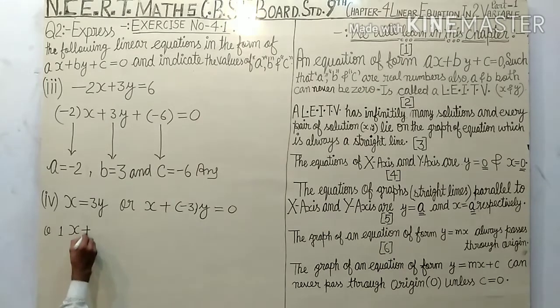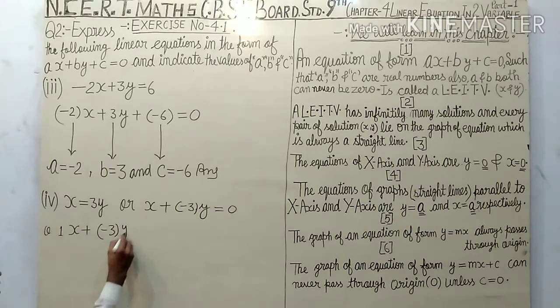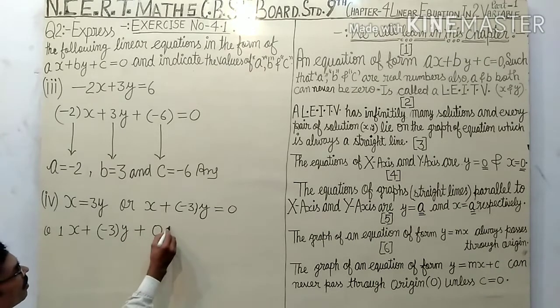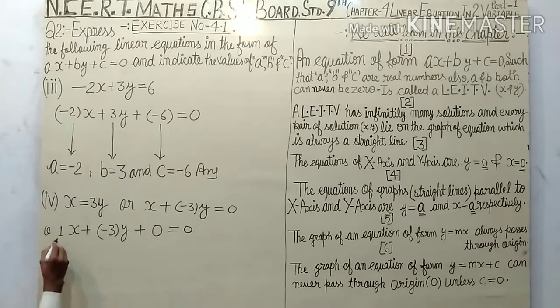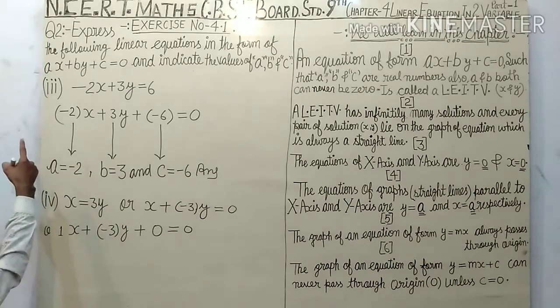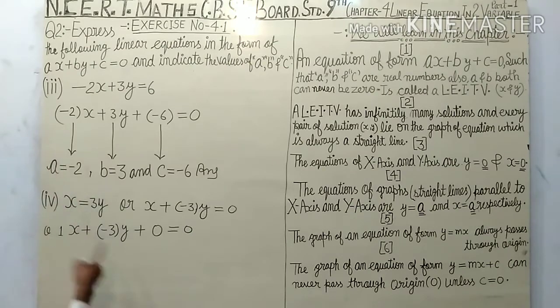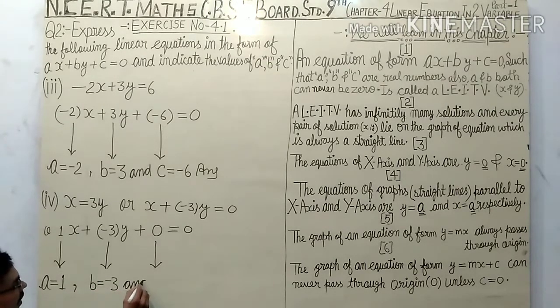plus minus 3y plus 0 equal 0. Now you can compare with the standard form of linear equation ax plus by plus c equal 0. So students, you will find the values of a, b and c very easily and write the values. a equal 1, b equal minus 3 and c equal 0. Now write the answer.